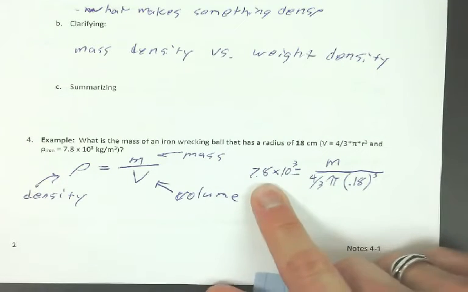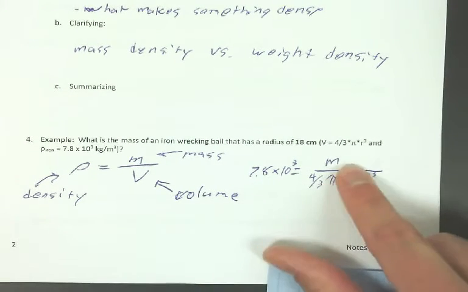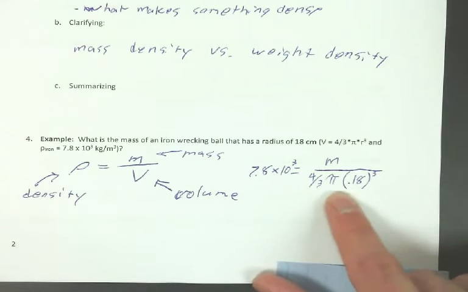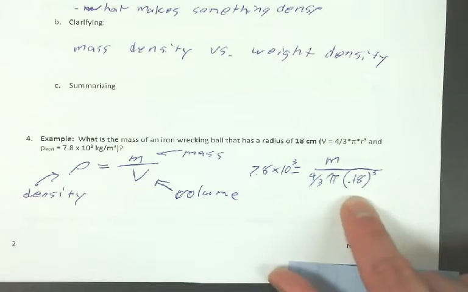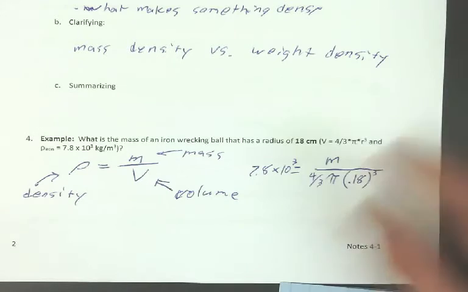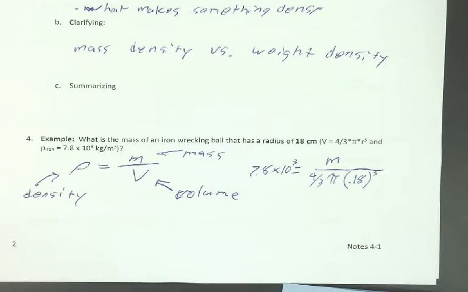You plug in the density for iron. Mass is what we're solving for. 4/3 pi r cubed. Notice that my radius needs to be in meters, not centimeters. Plug the numbers in and solve. Get an answer for m, and that'll tell you how to solve for the example.